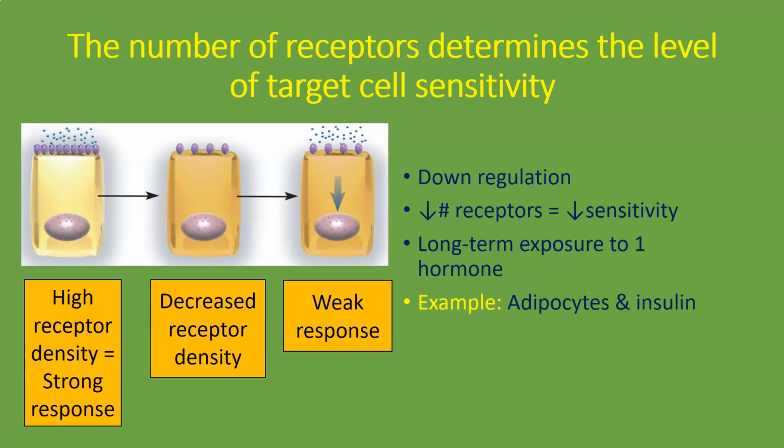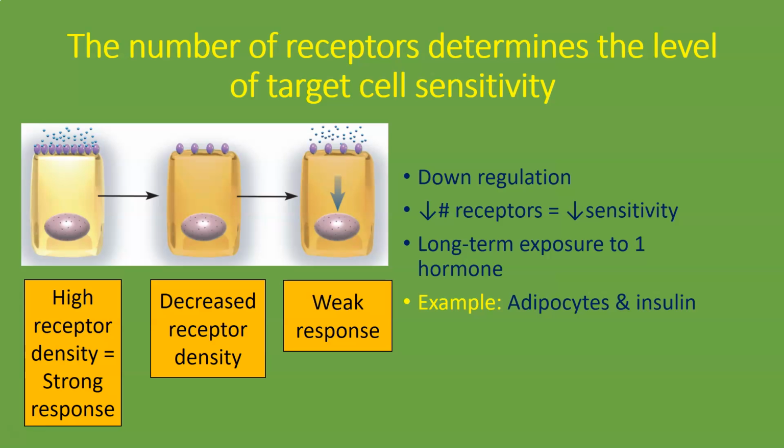But if blood glucose levels are constantly high and the pancreas constantly secretes insulin, certain cells in the body, namely fat cells or adipocytes, are going to kind of, quote, get used to the high amount of insulin in the blood. And so that's going to cause the adipocytes to degrade the insulin receptors, and therefore they're not going to respond to insulin as well.